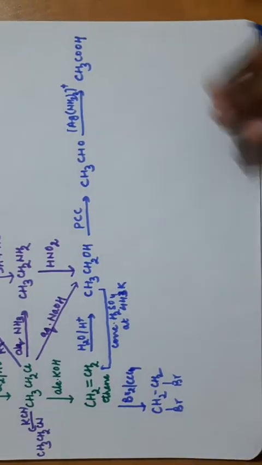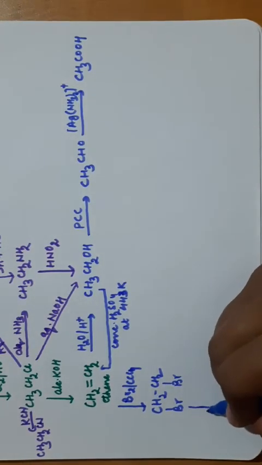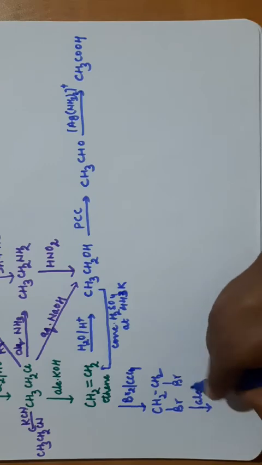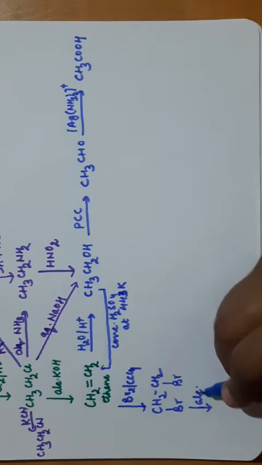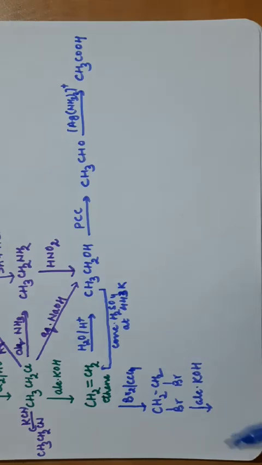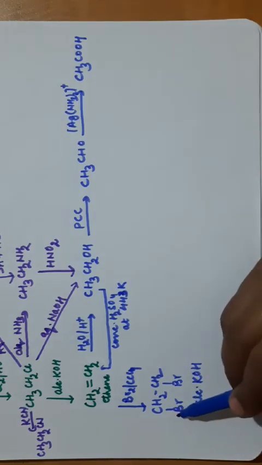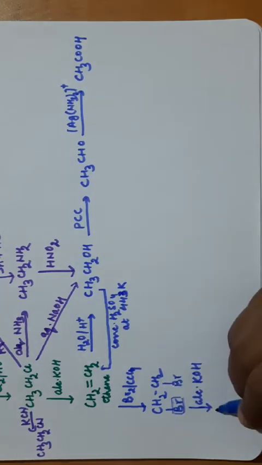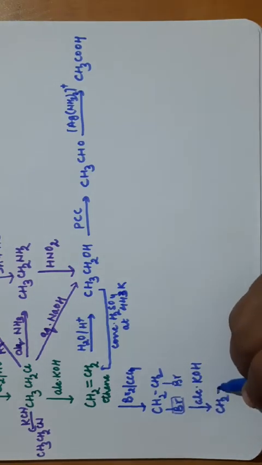Now treat it with alcoholic KOH. Alcoholic KOH is a specific reagent for removing one hydrogen halide. Dehydrohalogenation के लिए यूज़ करते हैं alcoholic KOH को. Dehydrohalogenation होगा मीन्स एक हेलोजन निकलेगा, यहाँ से एक हेलोजन निकाला और यहाँ से एक हाइड्रोजन निकाला. So what you get? CH2 double bond CHBr.